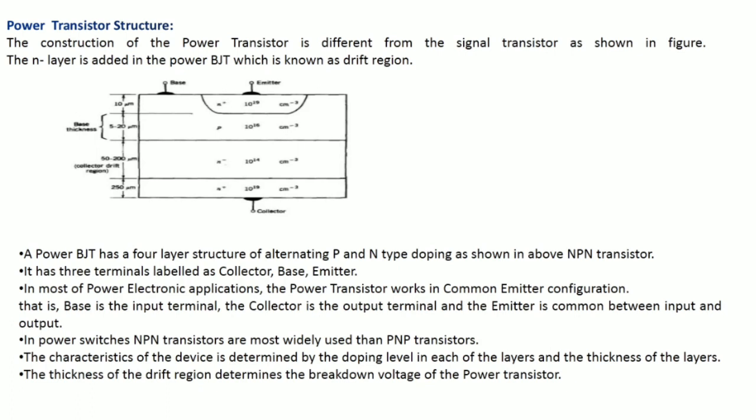The characteristics of these power transistors depend on the doping level of each layer, that is, the number of charge carriers added, such as electrons and holes. Also, an important point is that the thickness of the drift region determines the breakdown voltage of the power transistor.